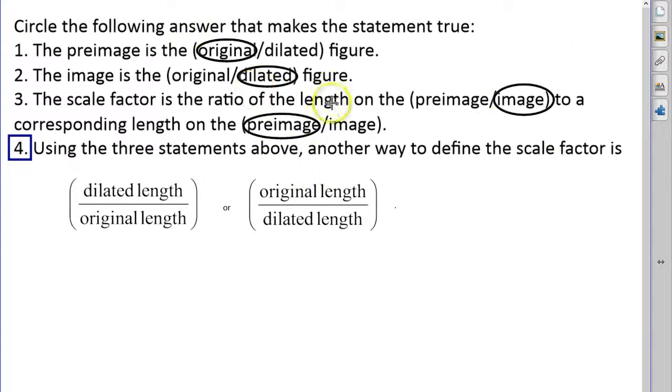This is all the technical way they say it. There's kind of a more natural way. So here we go. Using all three of these together, here's the question for 4. Using the three statements above, another way to define scale factor is what? Dilated length over original length, or original length over dilated length?